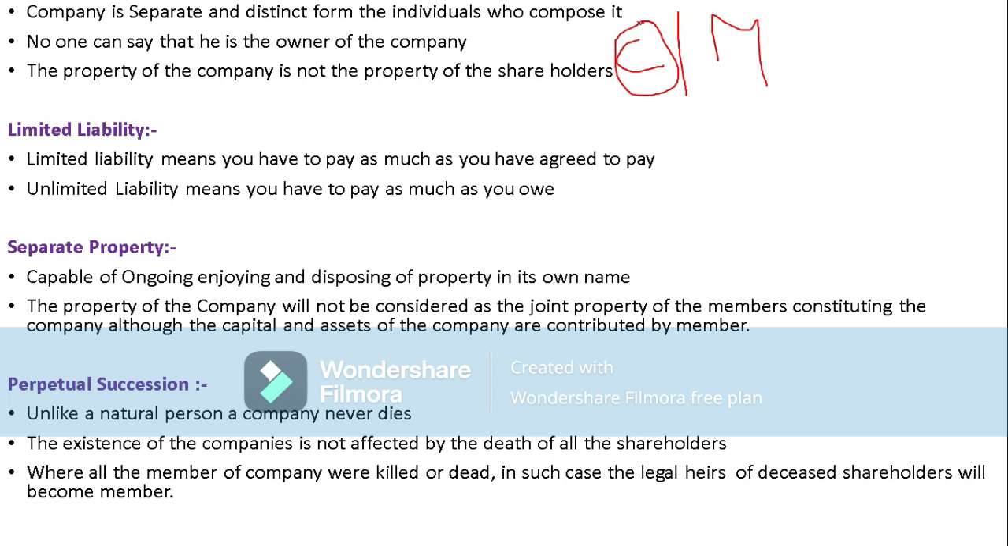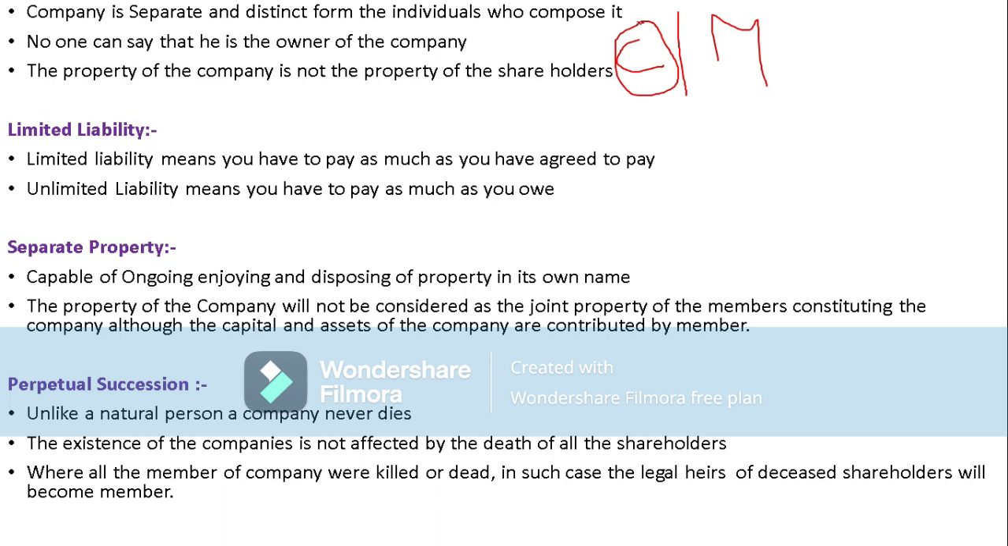Now, coming to another feature of the Companies Act, which is limited liability. Liability is nothing but the amount we have to pay to others. We are liable to pay some agreed amount of money to others. This liability may be of two types: one is limited liability and the other is unlimited liability.